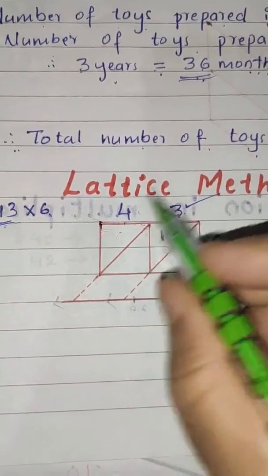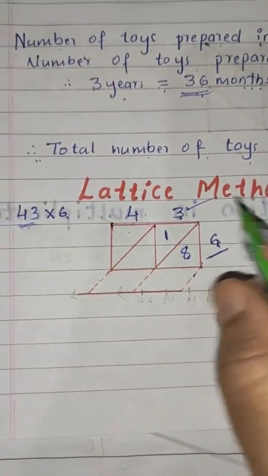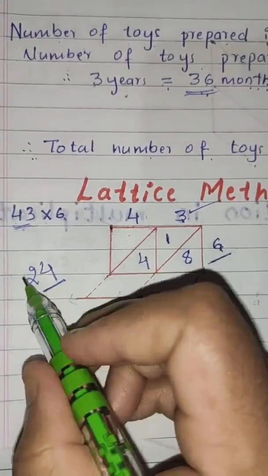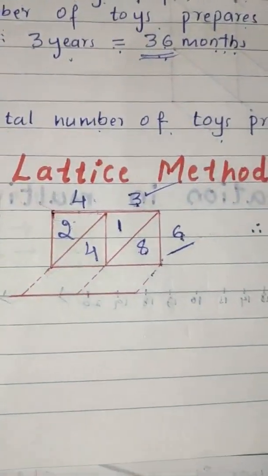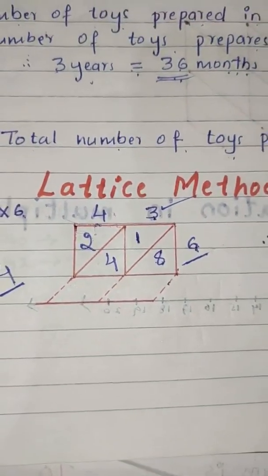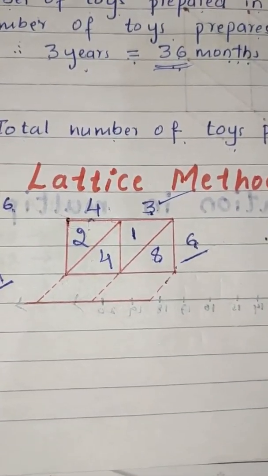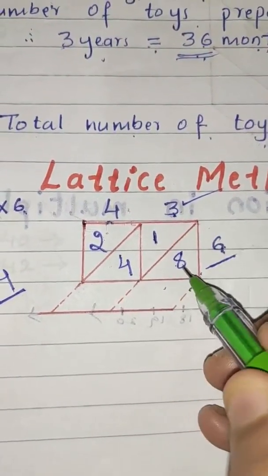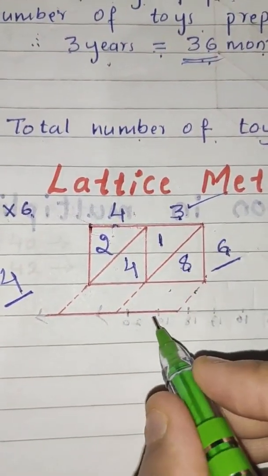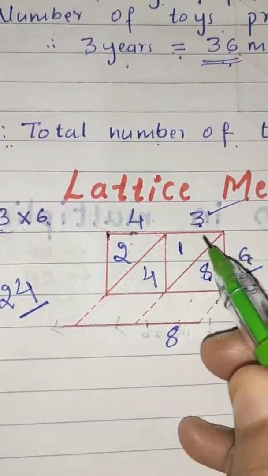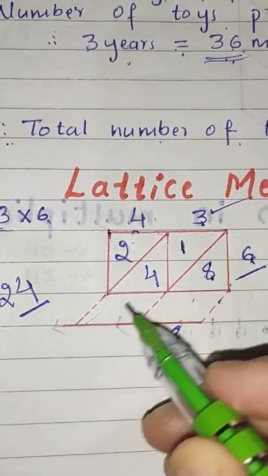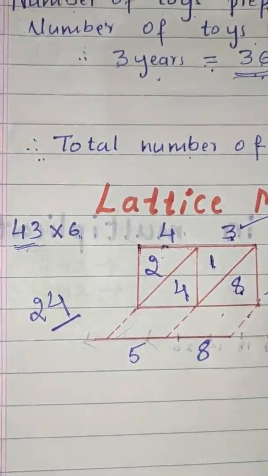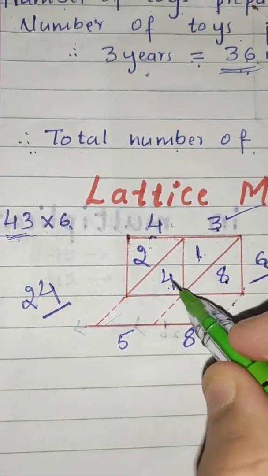Now 6 fours are 24. So 4 is in the units place and 2 is in the tens place. Yes, 24. Now we'll add the numbers. Here you can see how many numbers are there in this row. It is only one number, which is 8. So we'll write 8 here. Now come to the second one. In this row, 1 plus 4 is 5. Only two numbers are there. 1 plus 4 is 5.